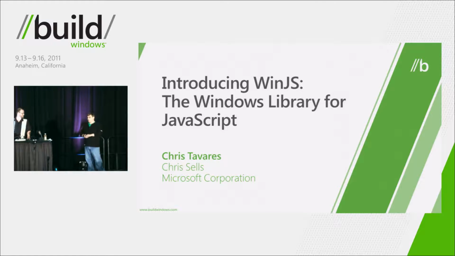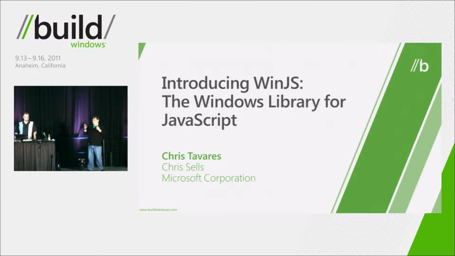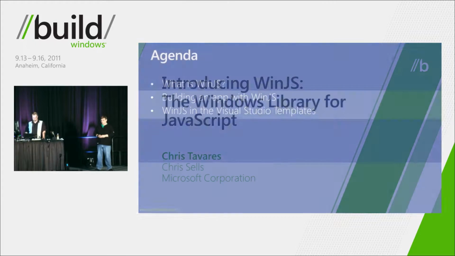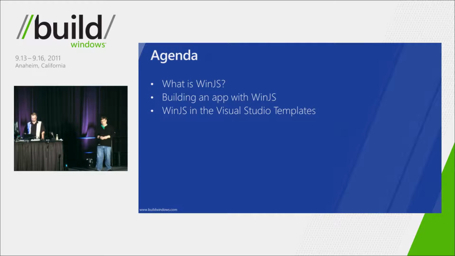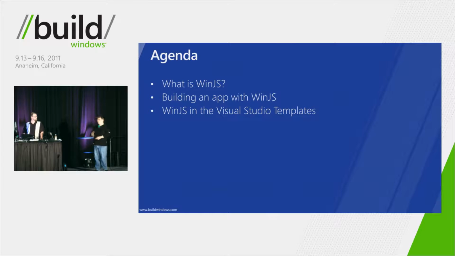So we are here to talk today about WinJS, the Windows libraries for JavaScript. WinJS is the JavaScript story for taking advantage of Metro-style apps. So can we have the next slide, please? So what are we going to talk about? What is WinJS? Then we're going to walk through a series of examples of building an application, which is going to expose some of the capabilities of the WinJS library, and then we're going to look at how it's surfaced in the Visual Studio templates.